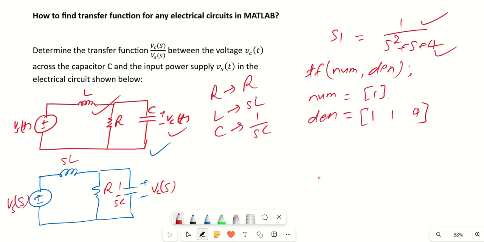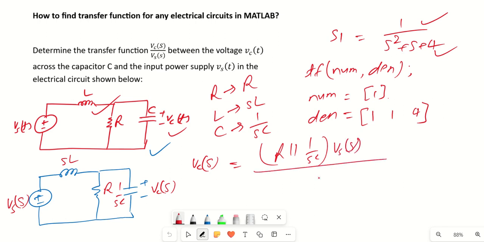To get the transfer function, our aim is to find Vc(s) in terms of Vs(s). You know already the voltage division rule; using that, we can solve it quickly. My Vc(s) will become R parallel 1 by SC, times Vs(s), which is my source voltage, divided by the total impedance, which is SL plus R parallel 1 by SC. So this is so simple.